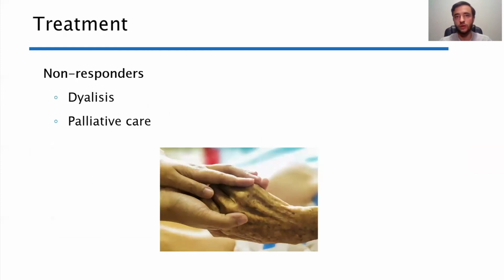So in non-responders, we have to think about the prognosis. If it's a transplant candidate, maybe we'll start dialysis as a bridge to transplantation, or if not, we have to consider the possibility of palliative care.